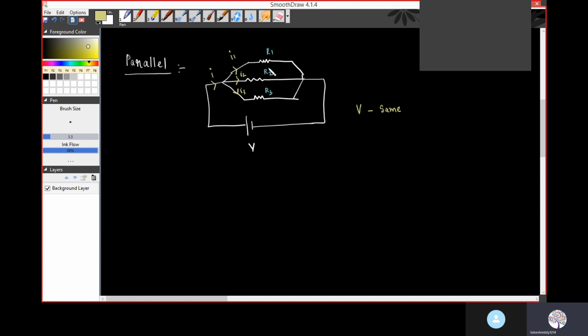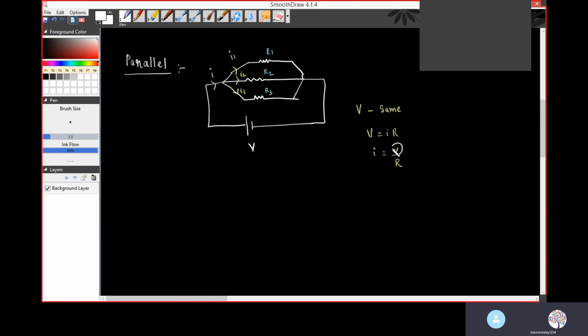Now see here, there are many pathways. The current can either travel this way, or this way, or this way. So more current will flow where the resistance is less. V is equal to IR, so I is equal to V by R.